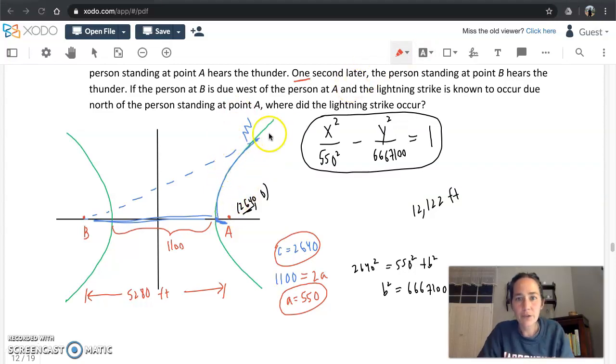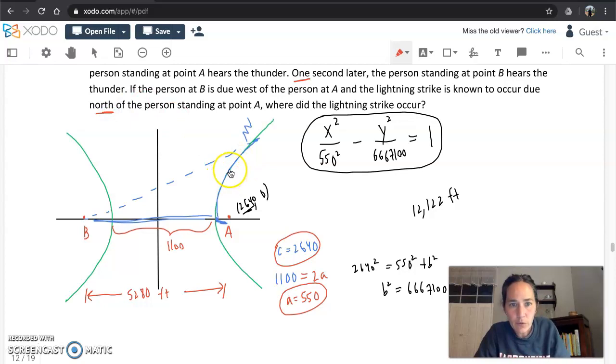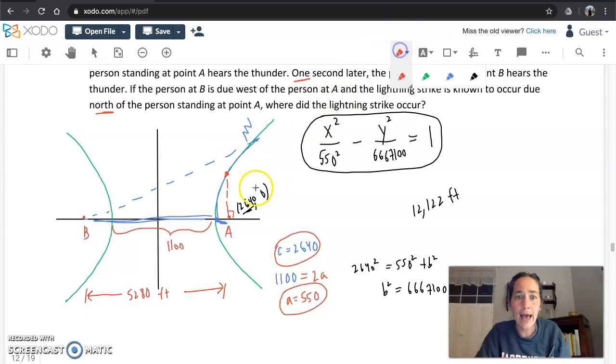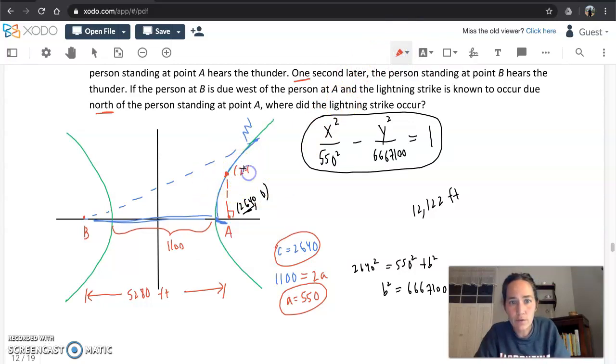After all, the problem does say that the lightning was known to occur due north of the person who is standing at point A. So to be a little bit more accurate and to help solve this question, I'll just put a dot directly due north of A, meaning we know one of its coordinates. We know that the lightning strike occurred at the x coordinate 2640. And the y coordinate we don't know. We want to know how far away from A that lightning strike was.